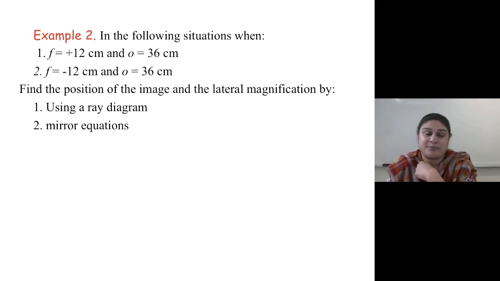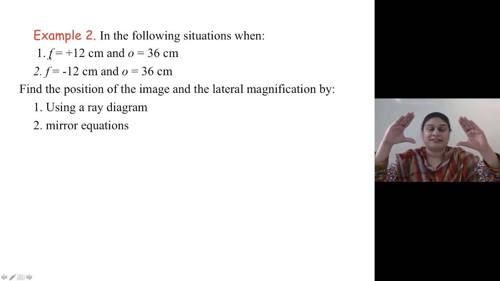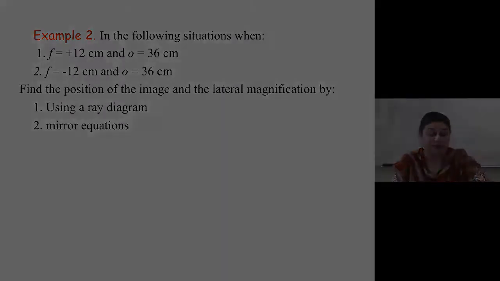So now let's do an example. In the following situations, if f equals 12 centimeters and O equals 36 centimeters, find the image and the lateral magnification by using a ray diagram and a mirror equation. And f equals minus 12 centimeters and O equals 36 centimeters. So we're going to do a plus and a minus, and I'm going to show you how to do this.